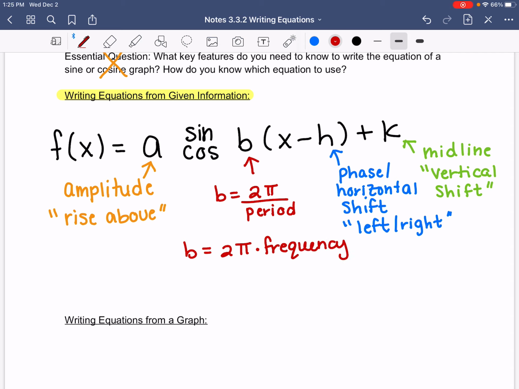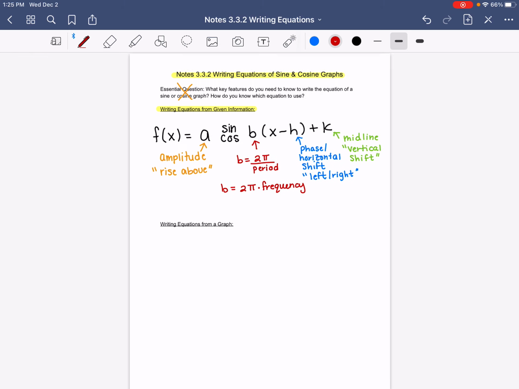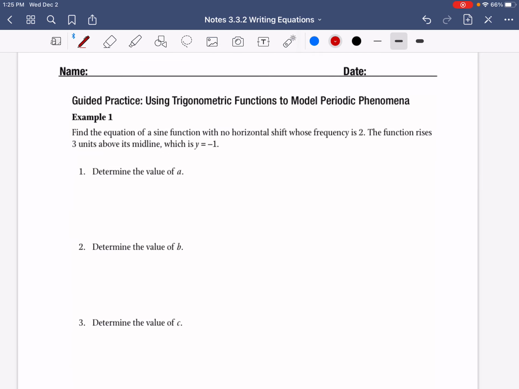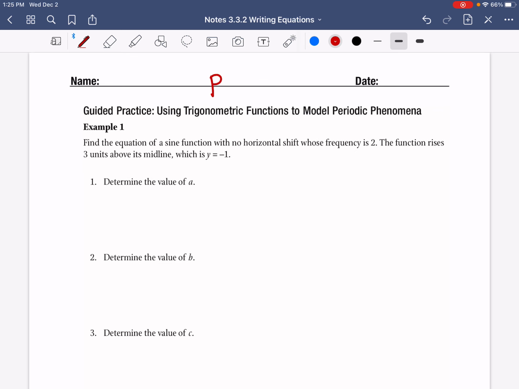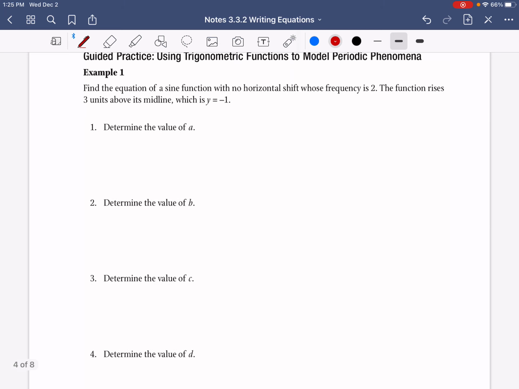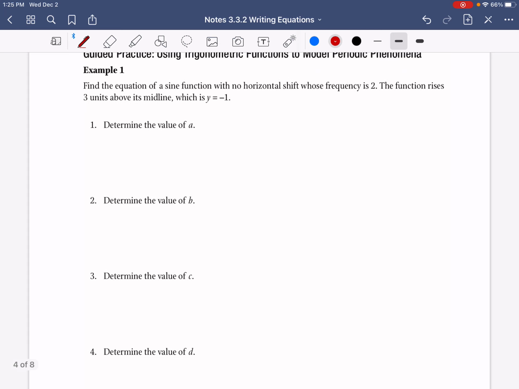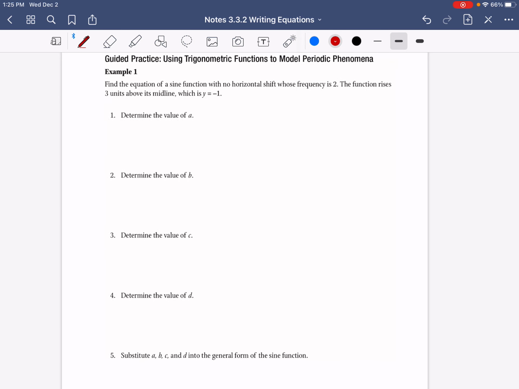So we're going to go ahead and do an example right now where they're going to give us information and we're going to write an equation. So you're going to go ahead and grab your workbook. This is on page 97 of unit 3, and we're going to do example number 1. Find the equation of a sine function with no horizontal shift whose frequency is 2. The function rises 3 units above its midline, which is y equals -1.